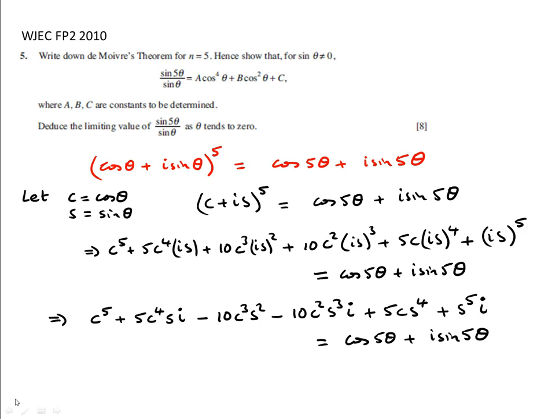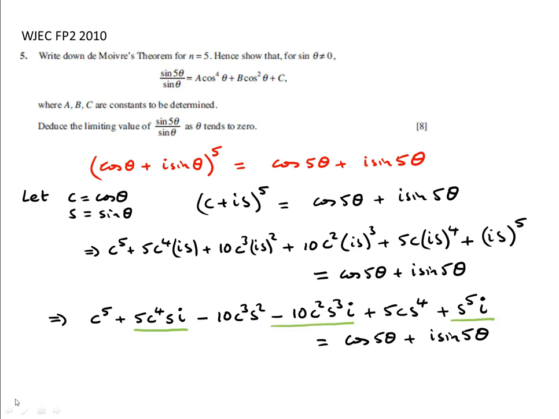So we now know that c to the 5 plus 5c to the 4 s i minus 10c cubed s squared minus 10c squared s cubed i plus 5c s to the power 4 plus s to the 5 i is equal to cos 5θ plus i sin 5θ. Now what we want to obtain is sin 5θ. And sin 5θ is the imaginary part of the right hand side. So we're going to look at the imaginary part of the left hand side.